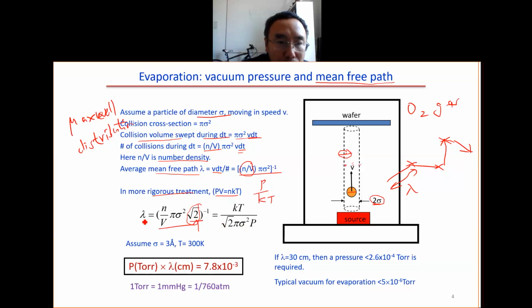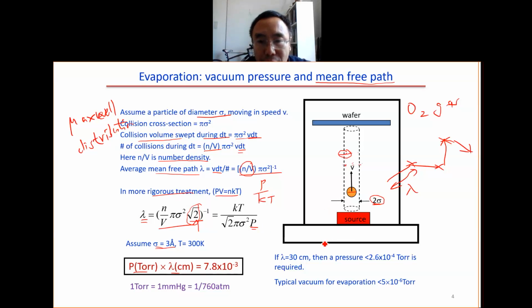You can see the mean free path is proportional to 1 over pressure. So pressure times mean free path is a constant. For example, for air it is 7.8 times 10 to the minus 3. This may differ for a particular gas molecule. Here we assume sigma equals 3 angstrom, so we get this formula here.